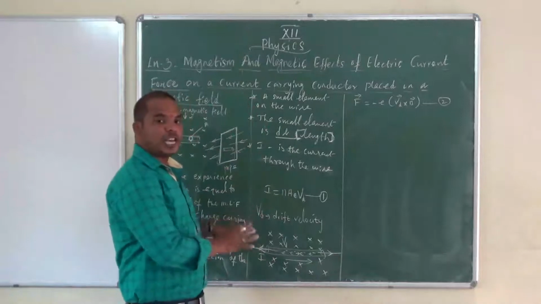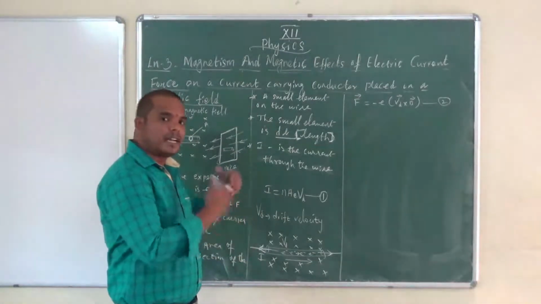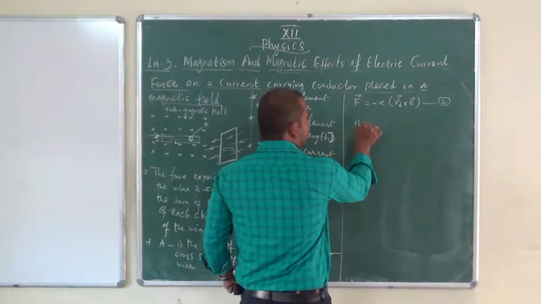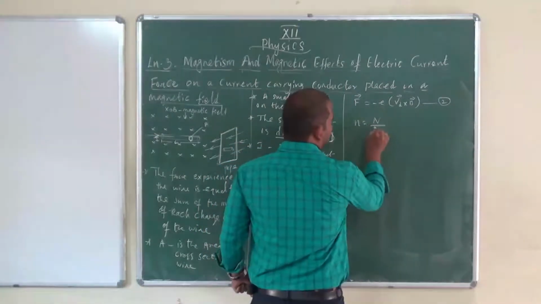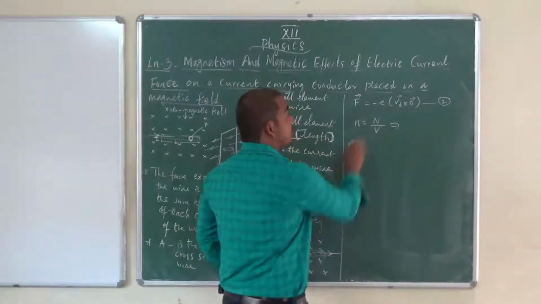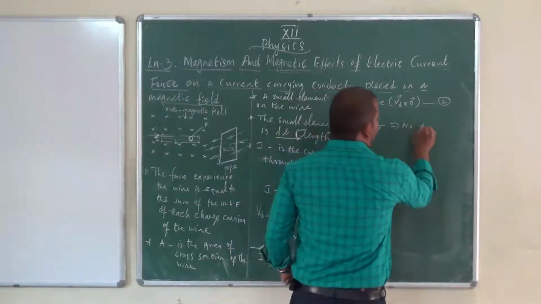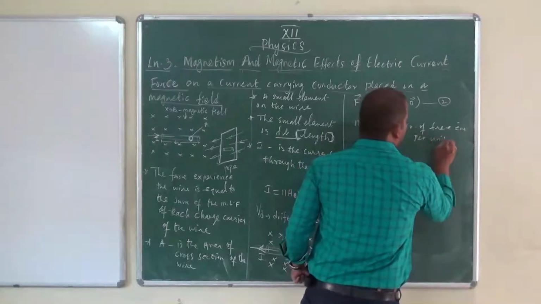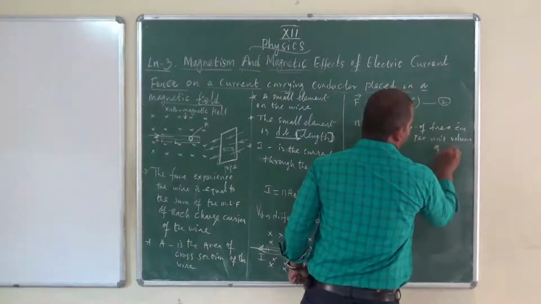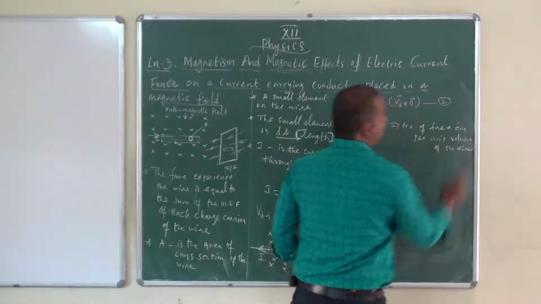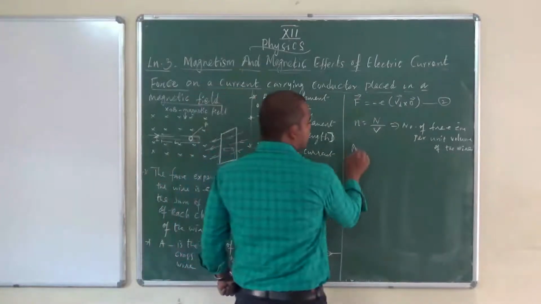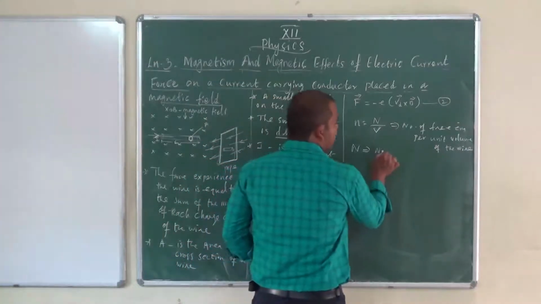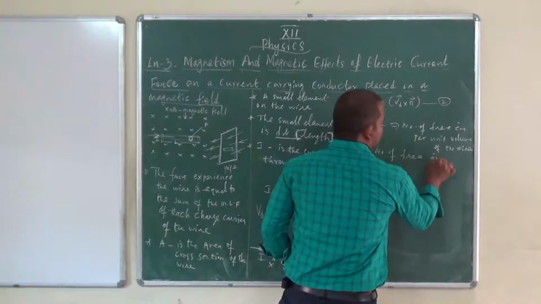So why did this equation number 2 arrive? Because the conductor is placed in a magnetic field, and it experiences the force minus e Vd. Next, small n is equal to N by V. What does that mean? Number of free electrons per unit volume of the wire, where V is the volume of the wire. So small n indicates number of free electrons per unit volume.